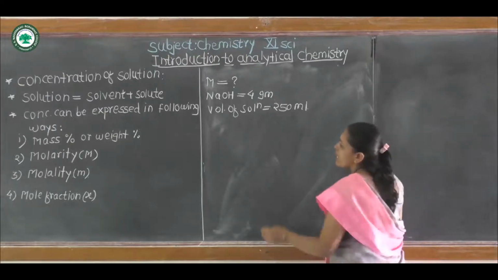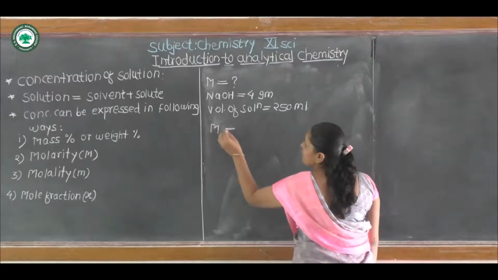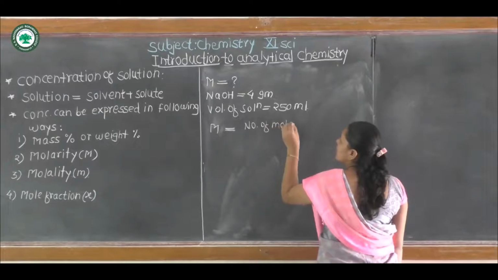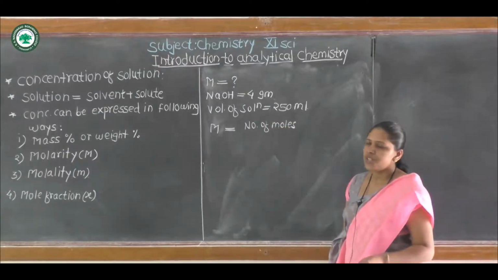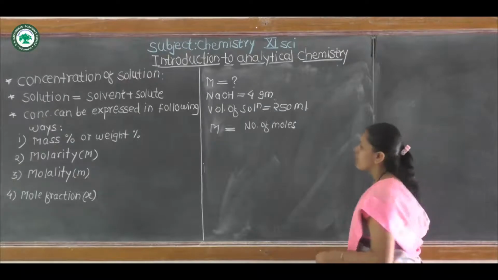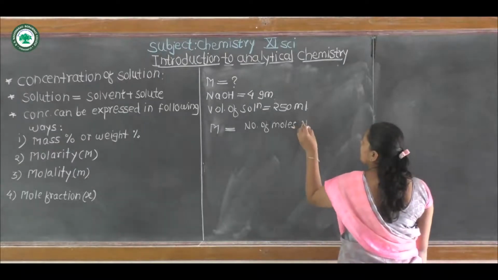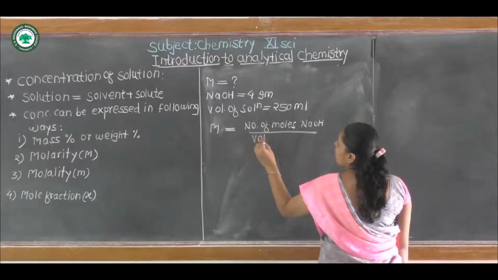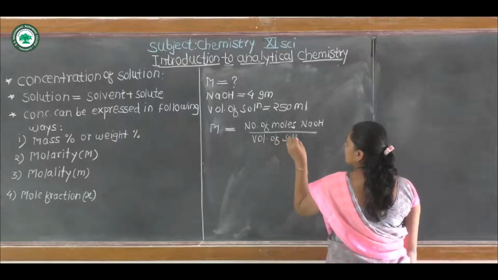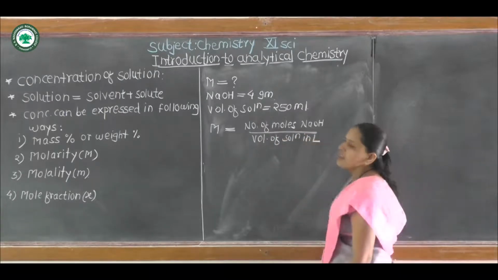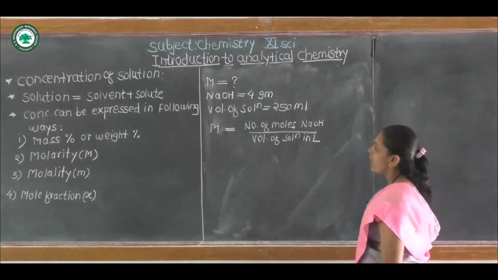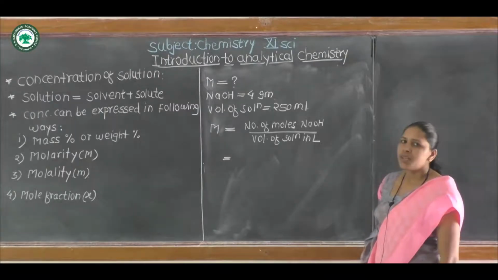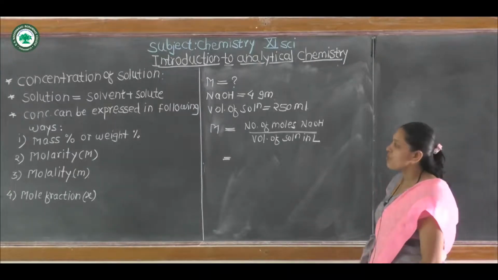Formula for molarity, capital M, is equal to number of moles of solute. Here solute is NaOH and solvent is water. Number of moles of NaOH divided by volume of solution in liter. By this formula we can calculate molarity. How will you calculate number of moles? Number of moles is nothing but mass of substance divided by its molar mass.